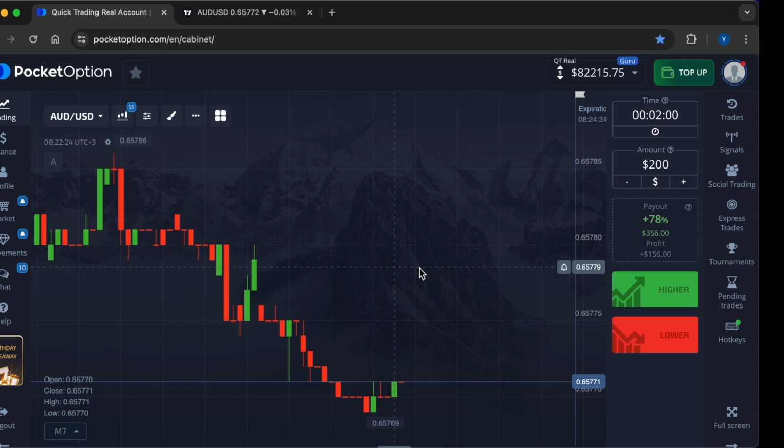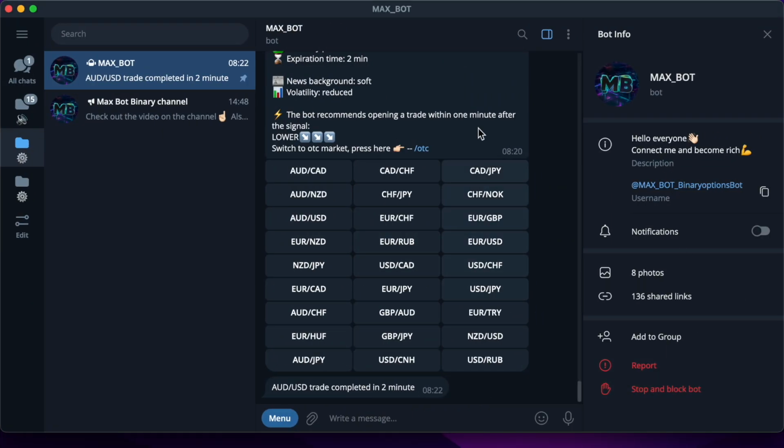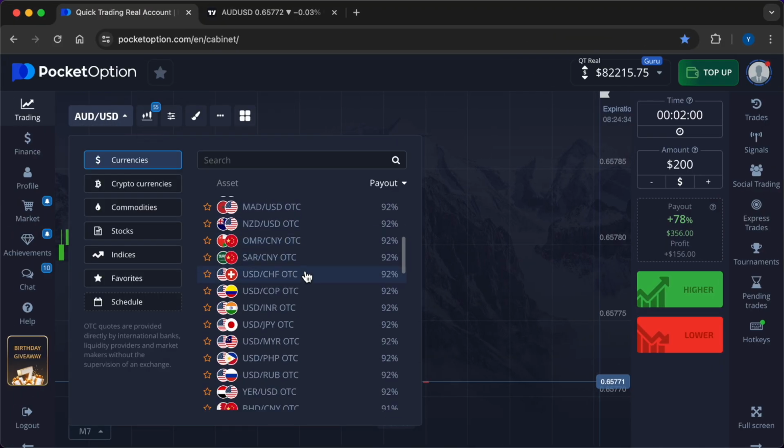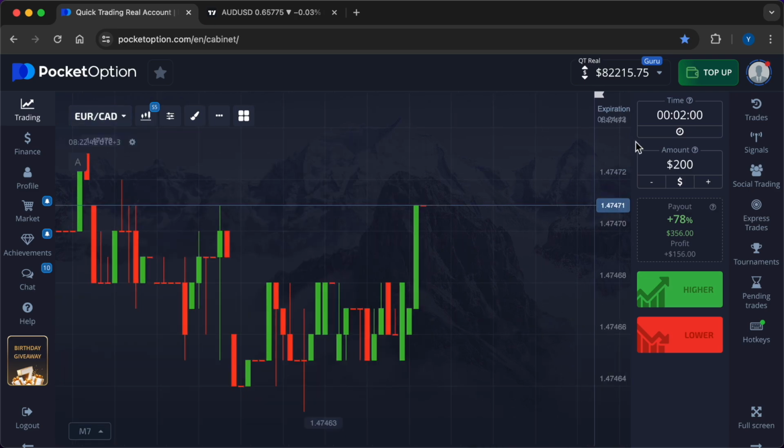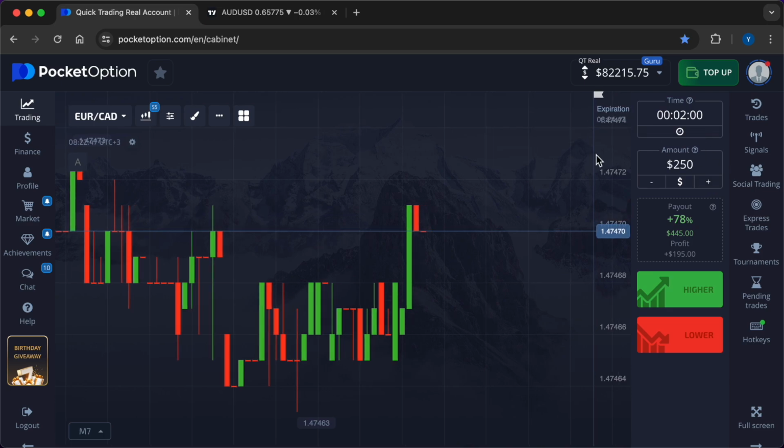Good luck to everyone. So, the robot's analytics turned out to be correct. The deal closed in plus and $156 came to my account. Now I'm going to change the currency pair for a change. Euro to Canadian dollar. I invest $250 in a new transaction.